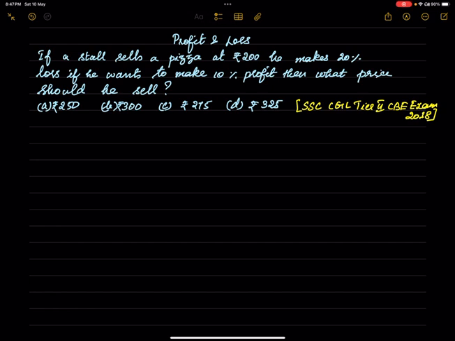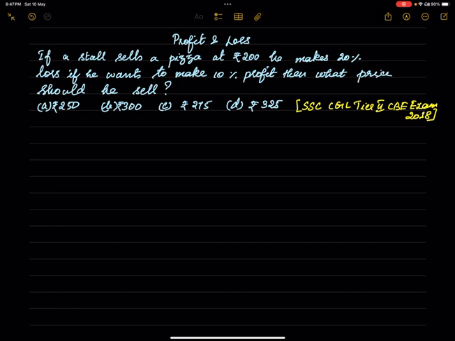What is he telling? If a stall sells a pizza at rupees 200, he makes 20% loss. When the SP is 200 rupees, he makes 20 percentage loss. Okay, loss percentage is given, but CP is not given in this problem. He wants to make 10% profit. Then what price should he sell? That is the question.